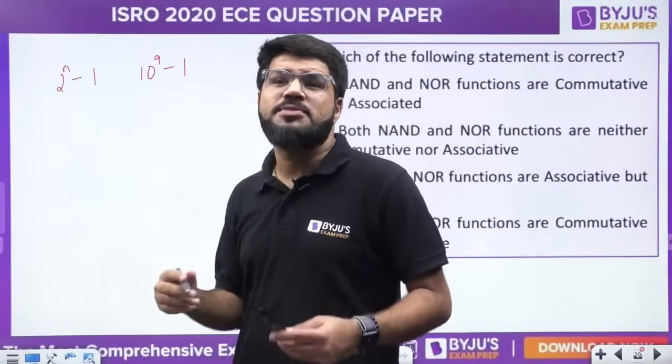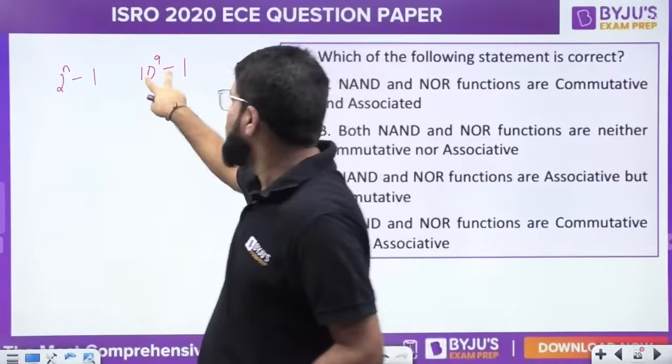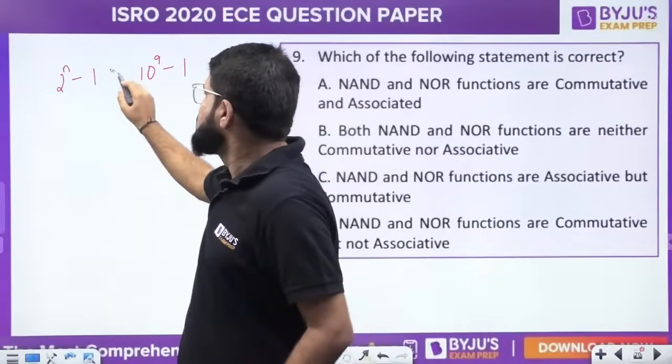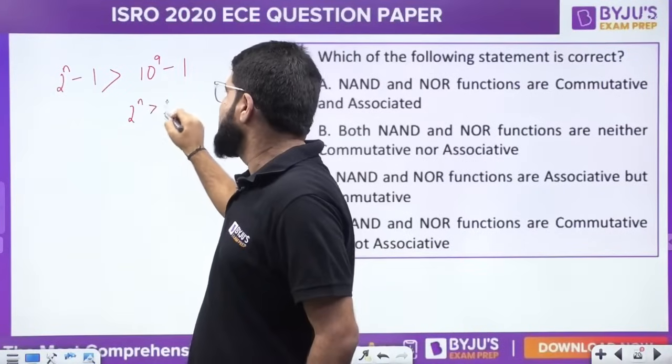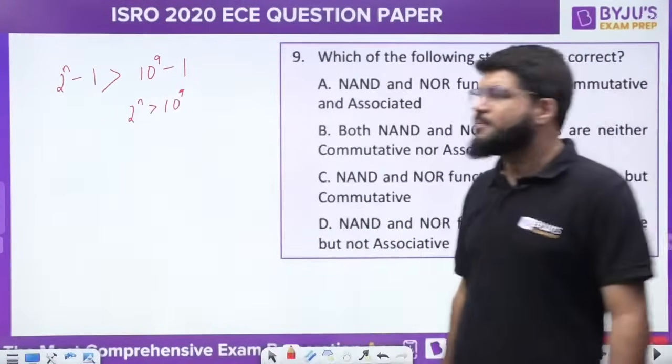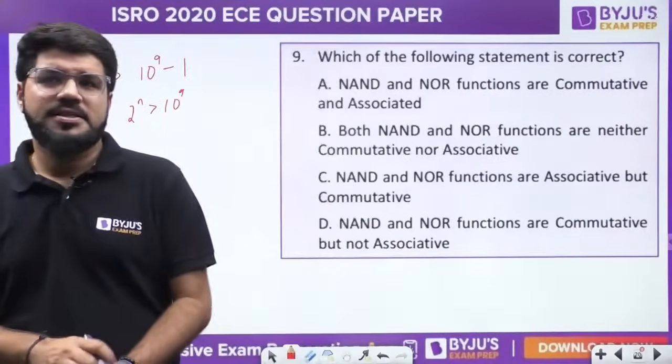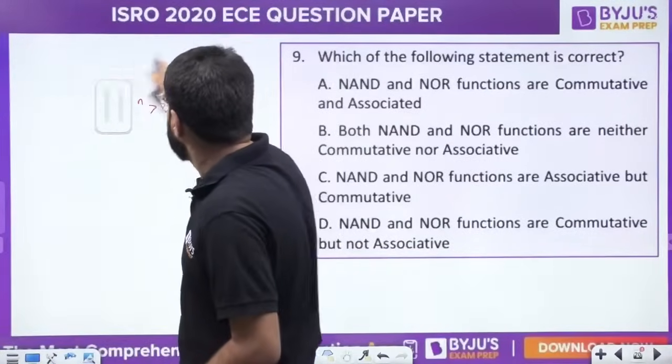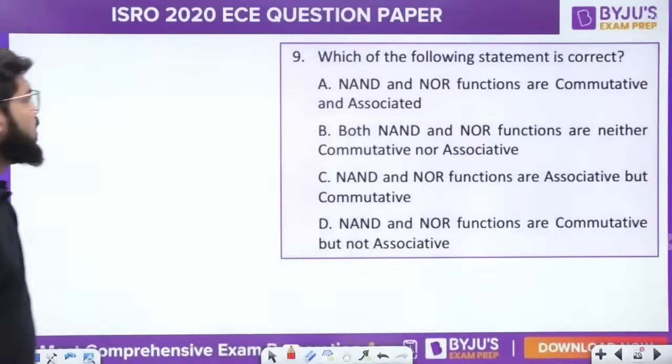So the binary bits must be sufficient to accommodate this highest number, so 2 power n should be greater than 10 power 9. You just have to solve it by taking the log. Akbar, this is the hint to solve it. Any more doubts, you can ask me.